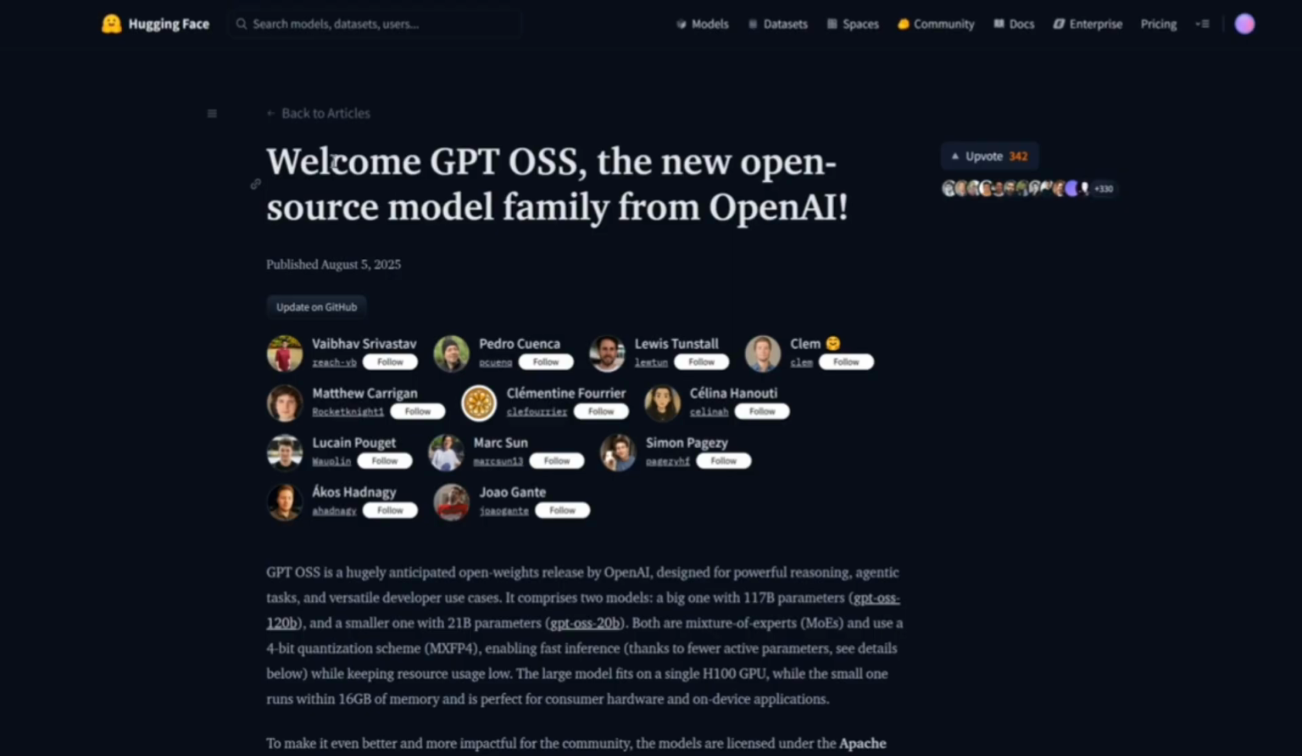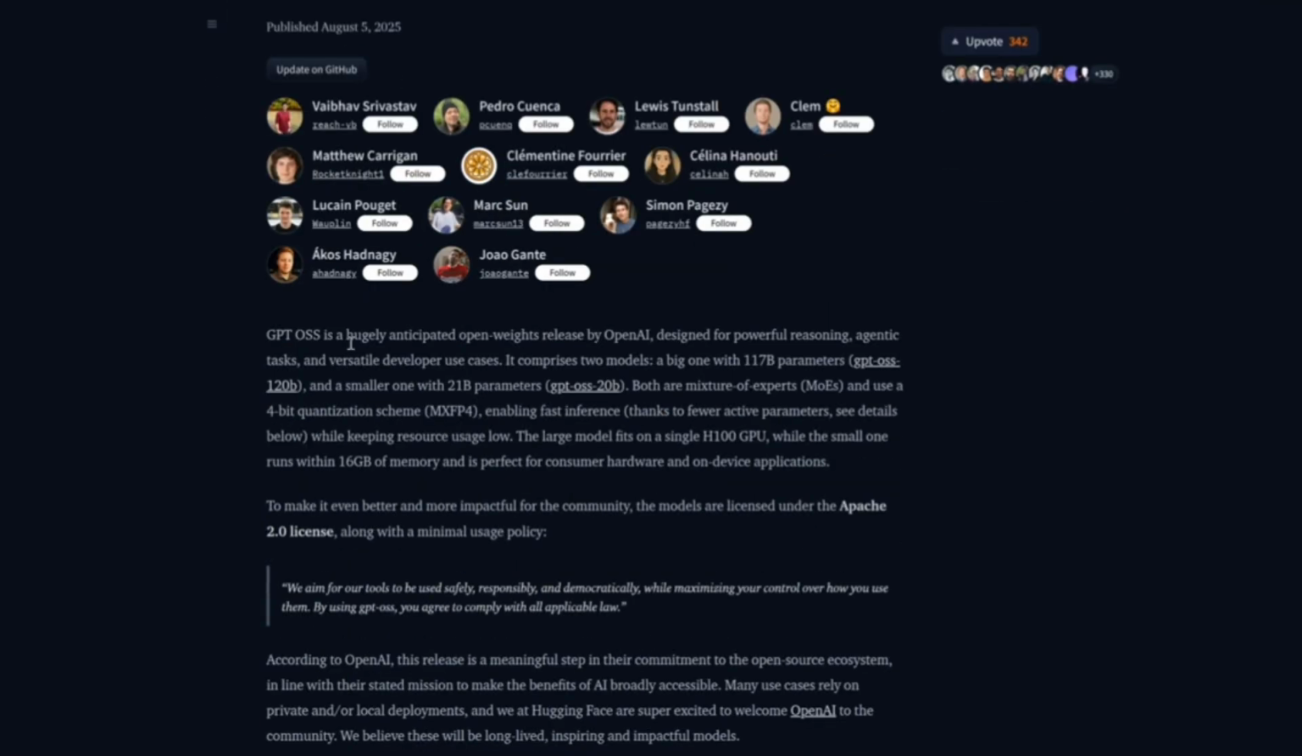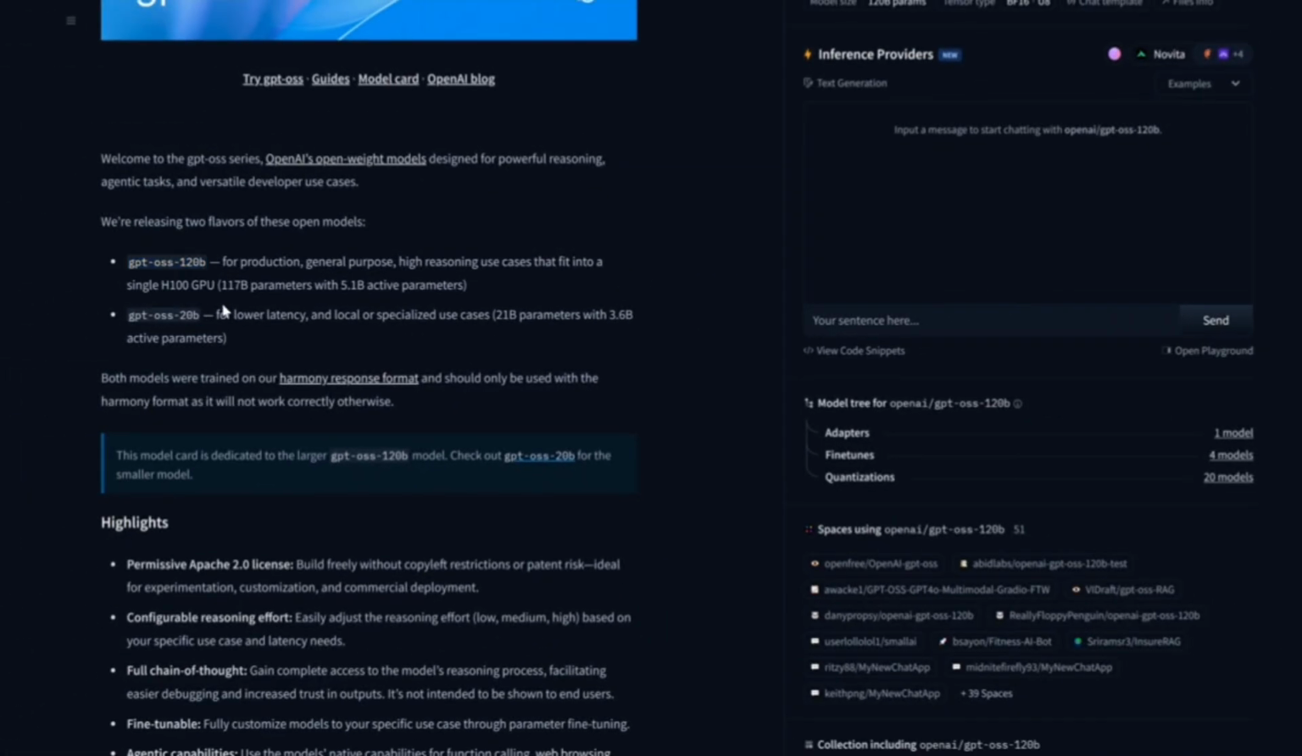OpenAI just delivered on something nobody expected. They've released their first state-of-the-art open-source models in over 5 years. And I'm not just talking about basic models here. These are GPT-OSS 120B and GPT-OSS 20B, models that are genuinely competing with their own paid offerings. Let me break down everything you need to know about why this changes everything.